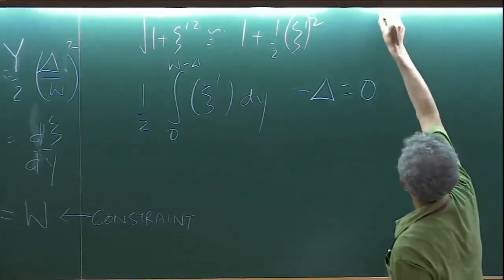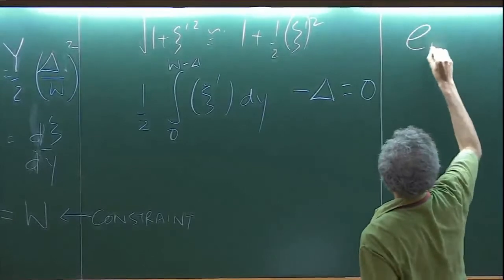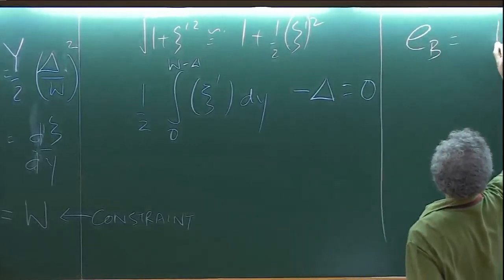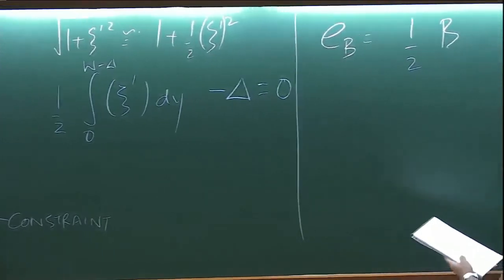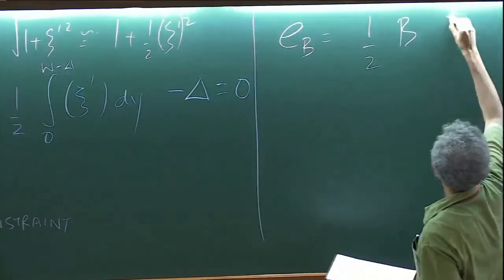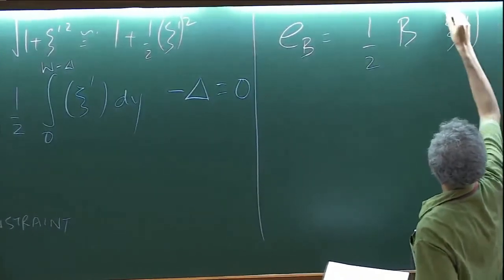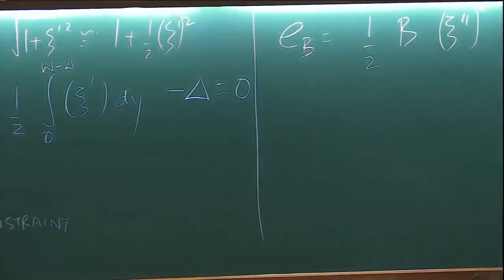What does the energy look like? The energy looks simple. The energy is just half B, and then we have second derivative squared. All right?